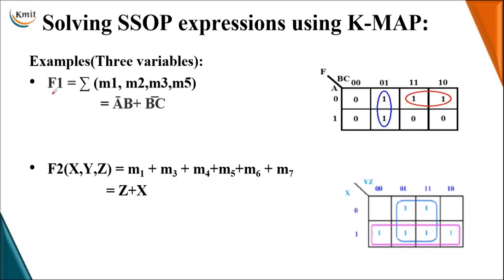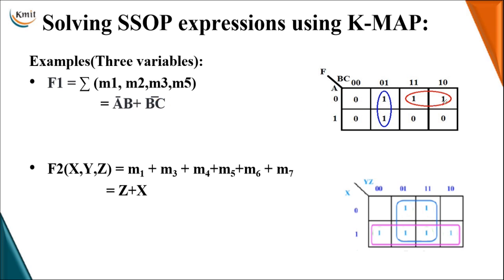In the same manner, three variable functions are also implemented. So M1, M2, M3, M5 upon mapping onto the three variable map, which has 8 cells, gives two pairings. The first pair has different variable A and common variables B, C, where B value is 0. Hence it is represented as B bar C.